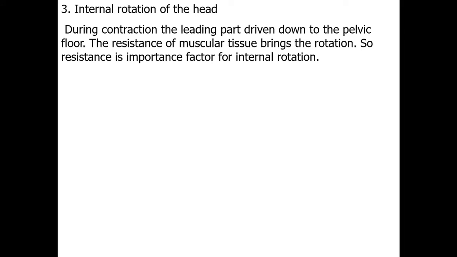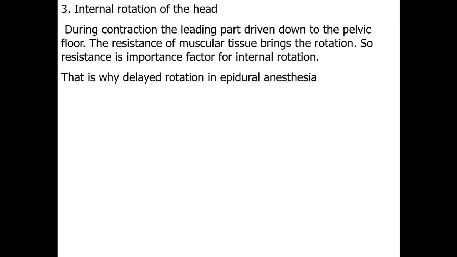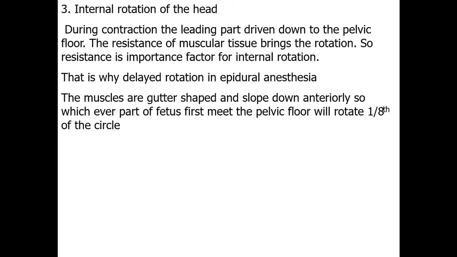Occiput is the leading part, so according to the second principle, it comes and meets the pelvic floor first and rotates anteriorly. During contractions, the leading part will be driven down, and the resistance of the muscular tissue brings the rotation. So resistance is an important factor in internal rotation. That is why there is delayed rotation in epidural anesthesia. The muscles are gutter shaped and slope down anteriorly, so whichever part meets the pelvic floor will rotate 1/8 of the circle. Along with the internal rotation, the crowning happens.